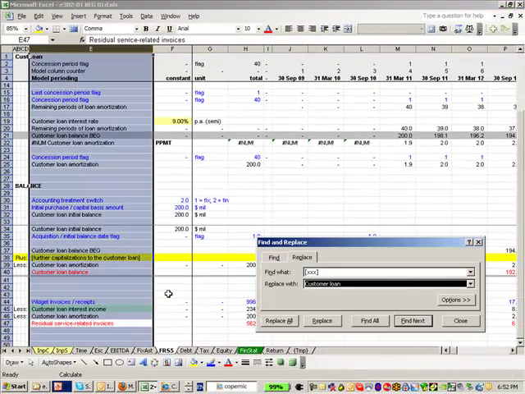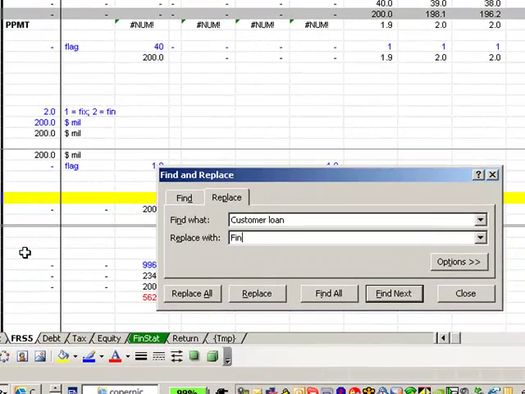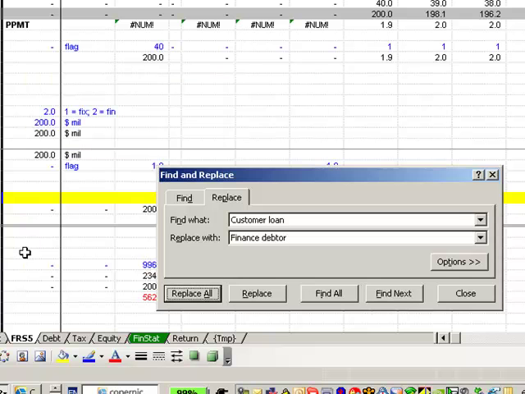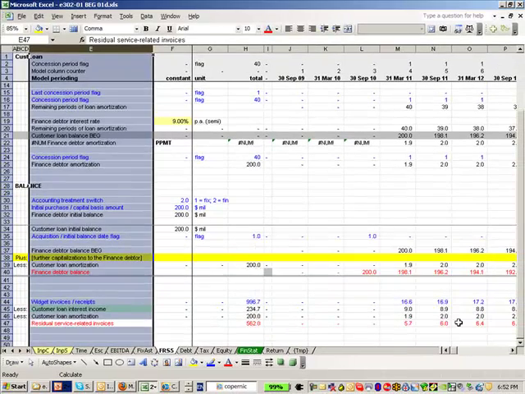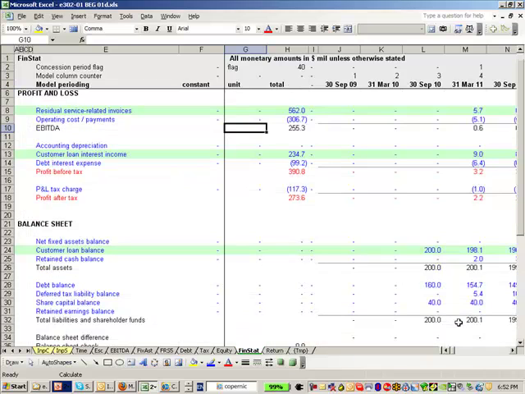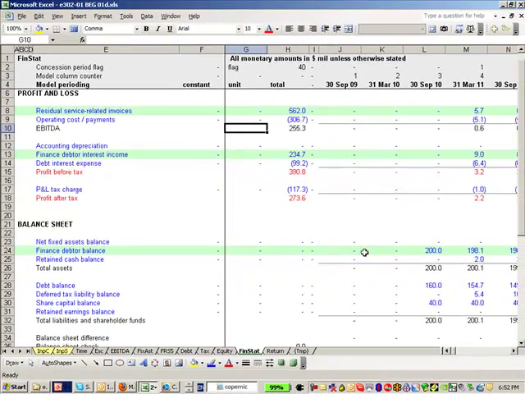And customer loan is now finance debtor. So there's the British accounting standard. We got 9 replacements on that sheet. Kind of move on through things. Do a shift F9, and then when I look at my polished up financial statements, we have finance debtor interest income and a finance debtor balance as a long-term asset, a long-term financial asset on the balance sheet.